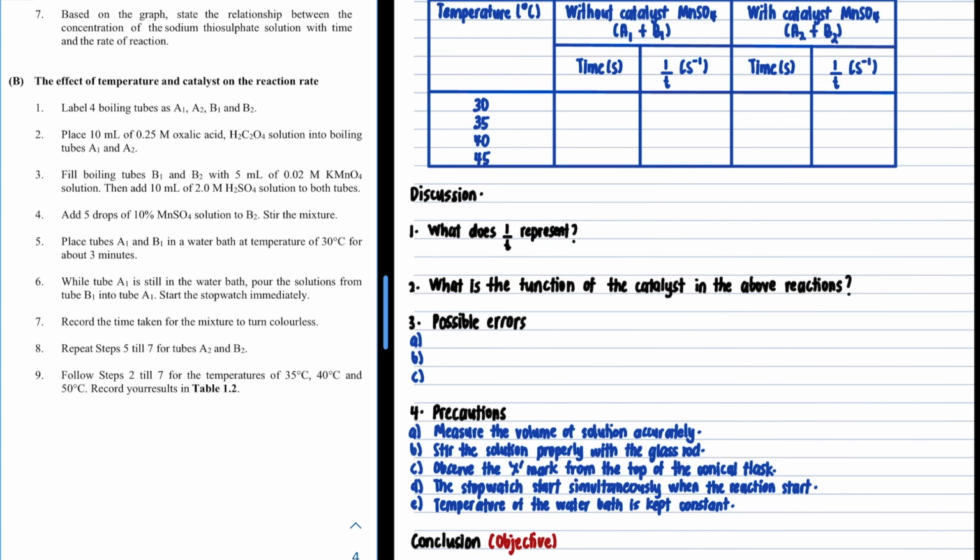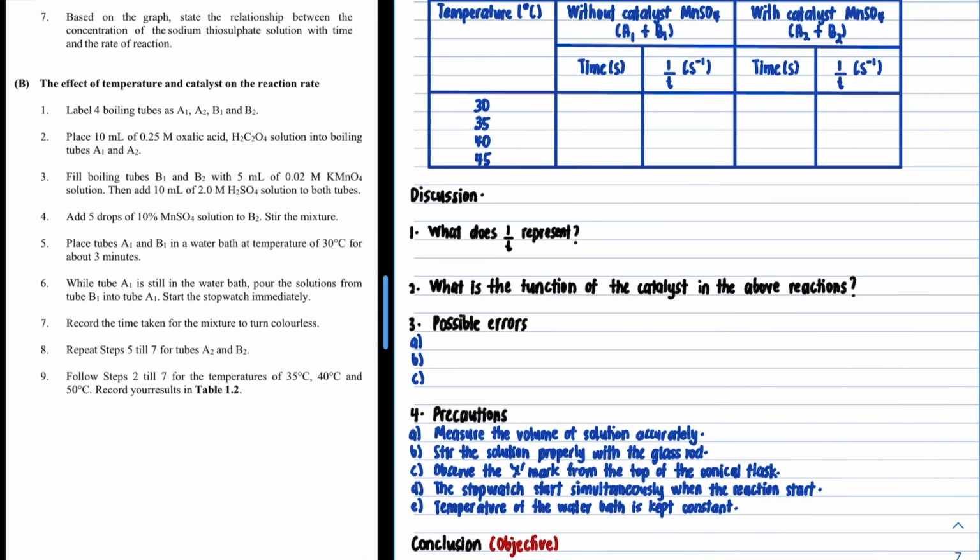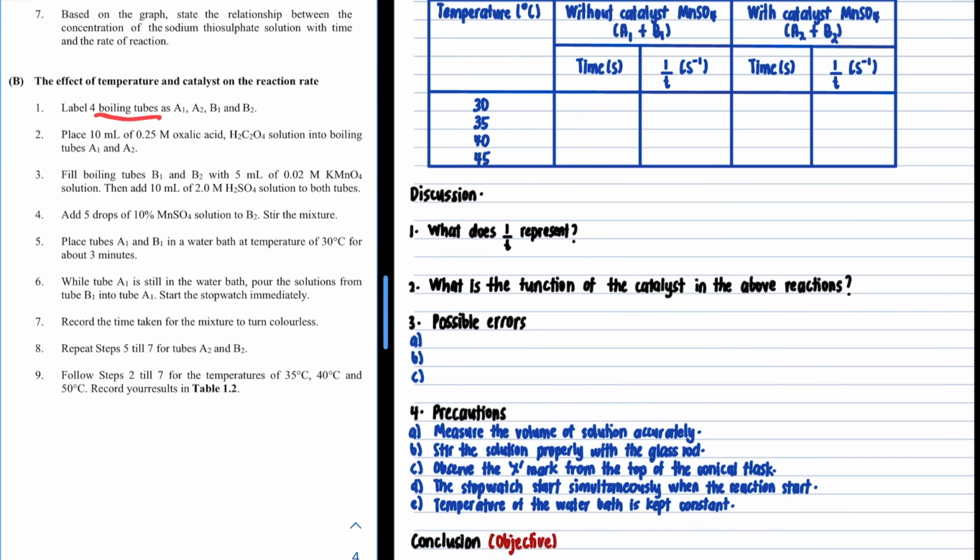For part B, in experiment B we mentioned a water bath. So here I've written down that the temperature of the water bath is kept constant. If you want to write down a precaution, it could be to label the boiling tubes. It is acceptable as well.